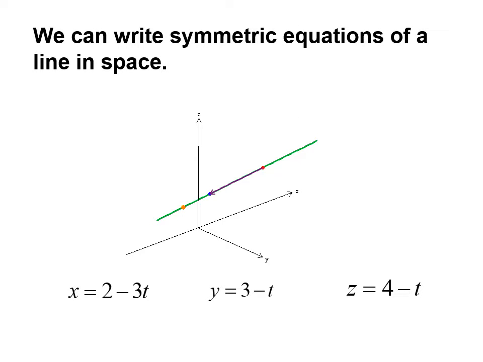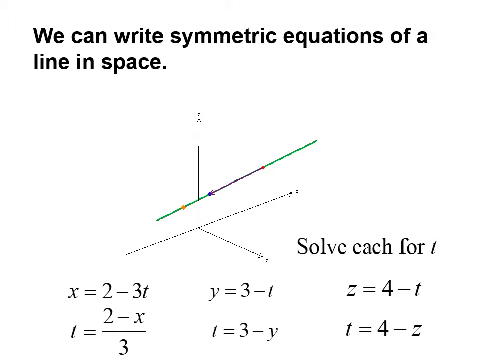Now, the other way of expressing the equation of a line in 3 dimensions is to use what's called the symmetric equations. If we solve each of the parametric equations for T and then set them equal to each other, that's called the symmetric equations for the line.